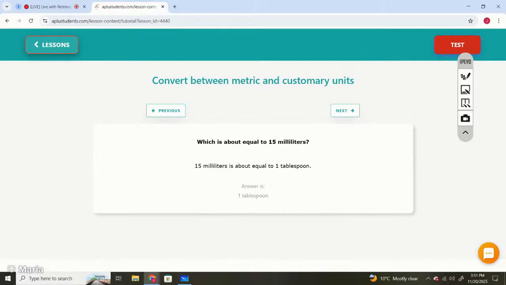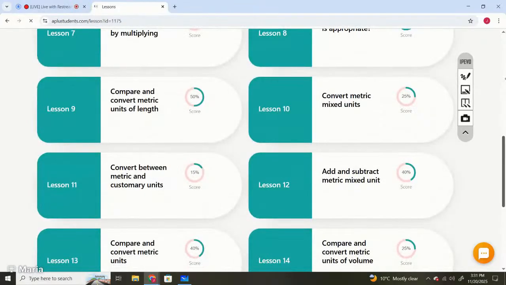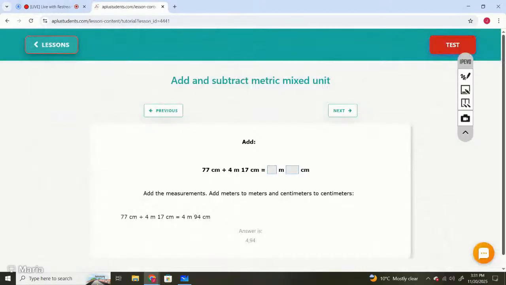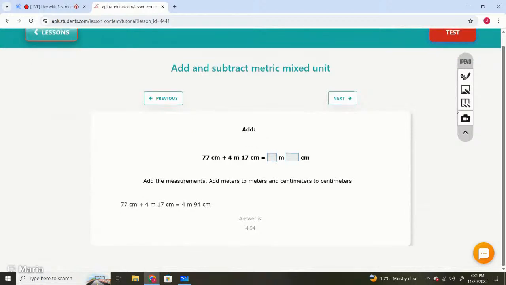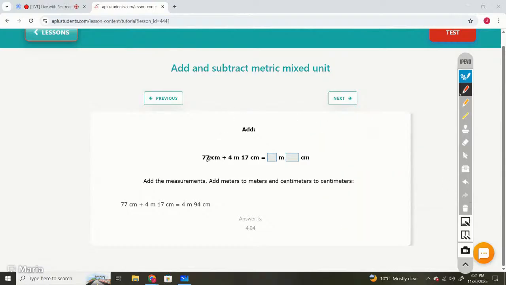The next lesson is add and subtract metric mixed units. So let's just add 3 meters 77 centimeters plus 4 meters 17 centimeters. Add like we always add the same units, right? Like add meters to meters and centimeters to centimeters. So we have 77 plus 17 centimeters. Just add 7 plus 7 is 14, and 94 centimeters it is. And for the meters we have 4 meters. So the correct option is 4 meters 94 centimeters.